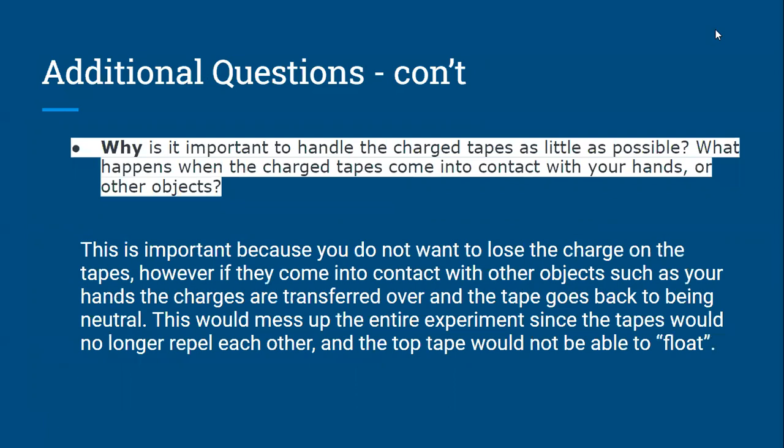And then lastly, why is it important to handle the charged tapes as little as possible? What happens when the charged tapes come in contact with anything? Well, this is important because you don't want to lose the charge on the tapes, because if they come into contact with anything, they will transfer the charges over and then the tapes will go back to being neutral. So this would essentially mess up the experiment since the tapes would no longer repel each other and you wouldn't be able to float the top piece of tape and calculate the Q value.